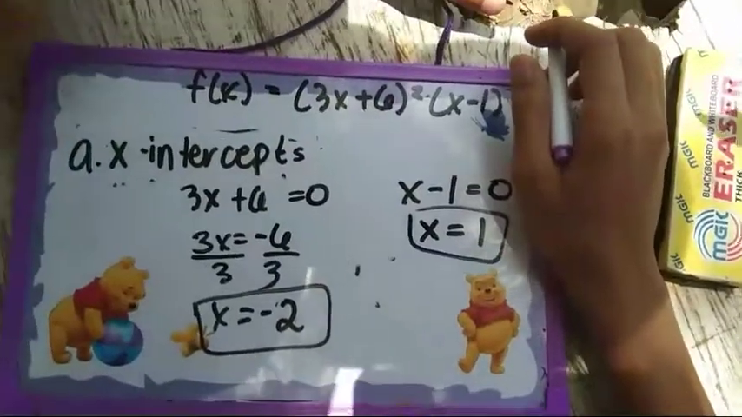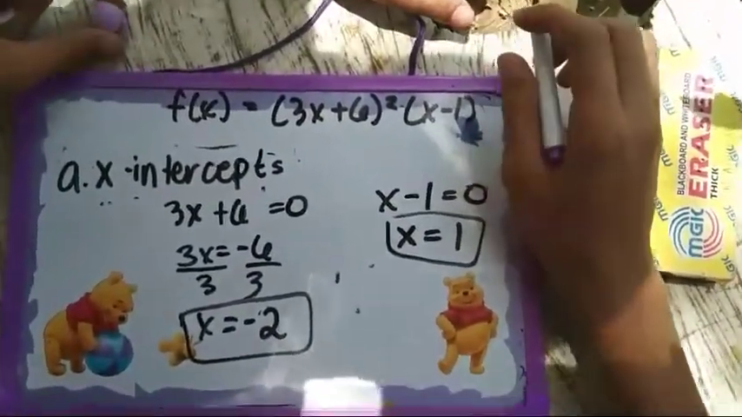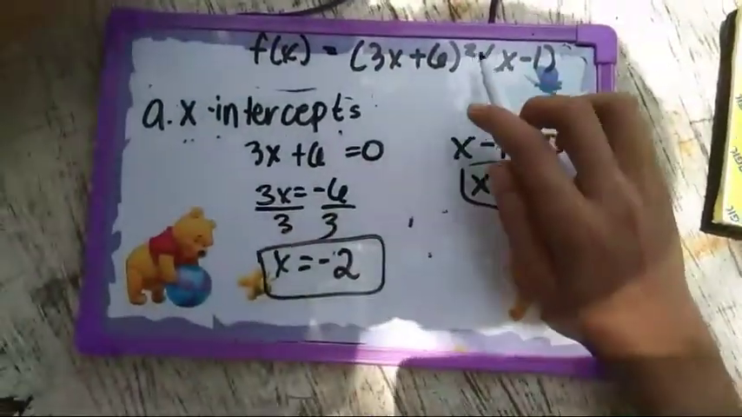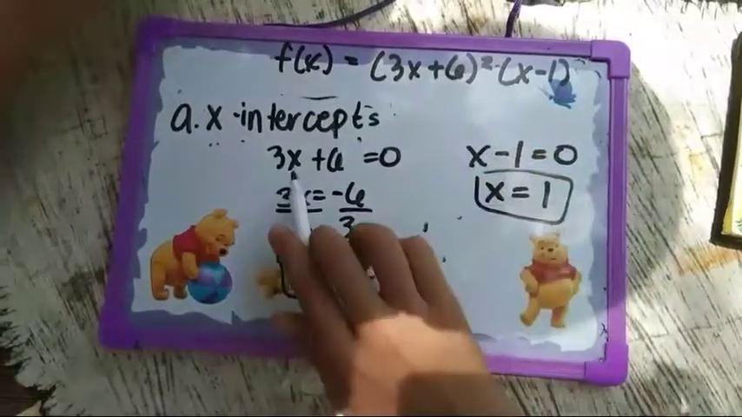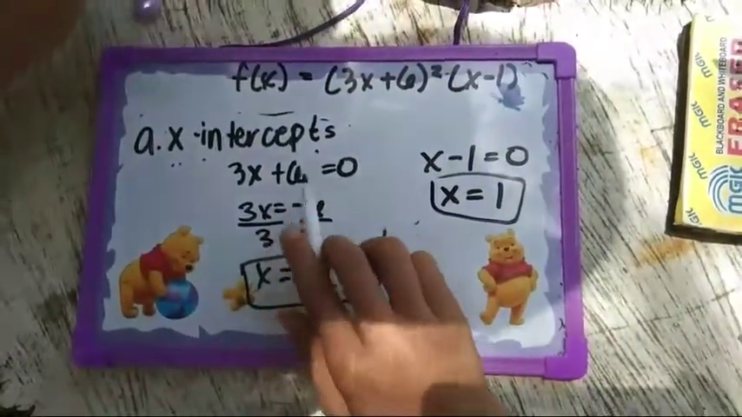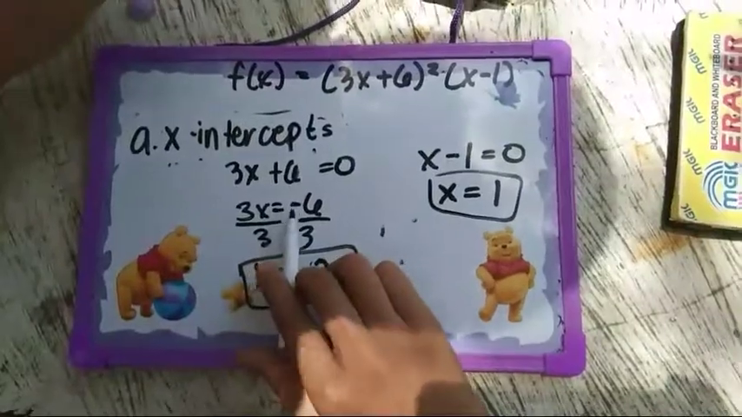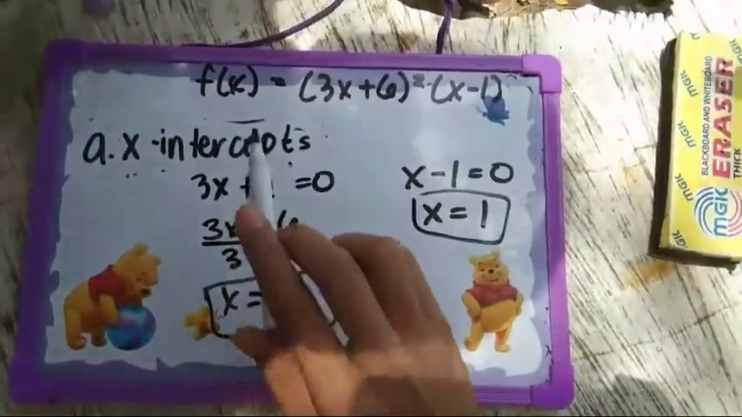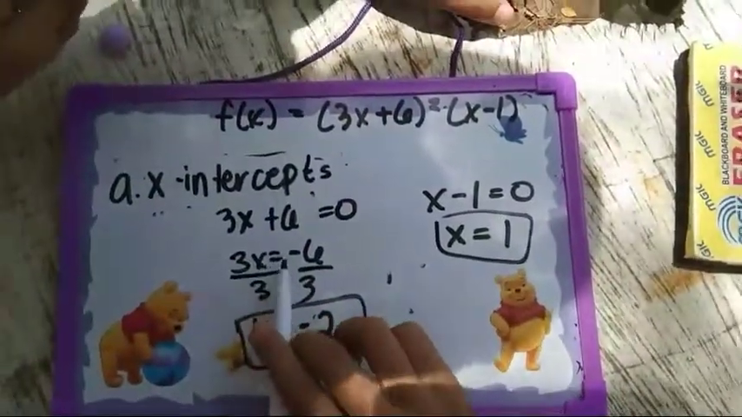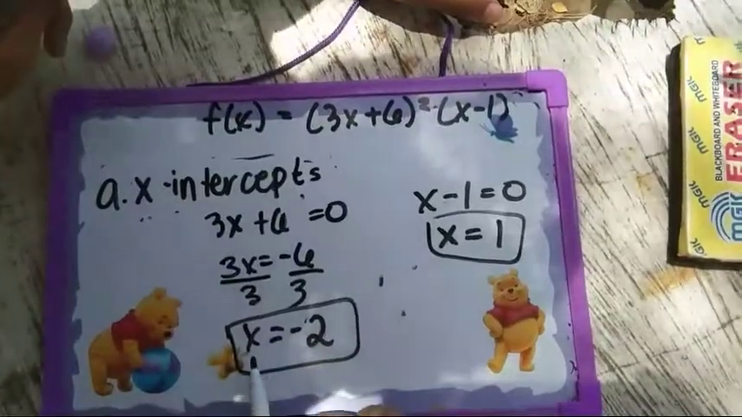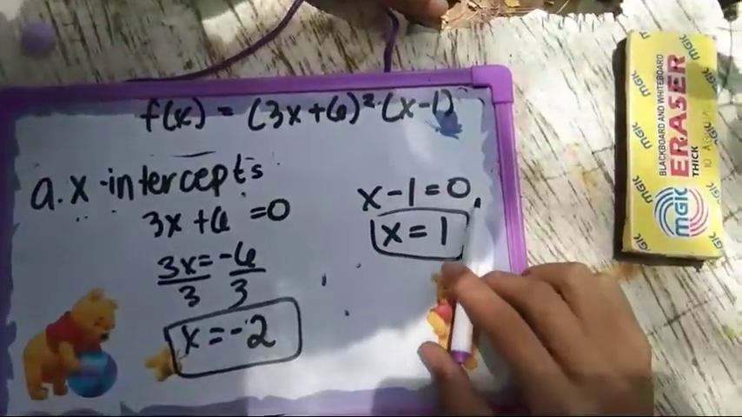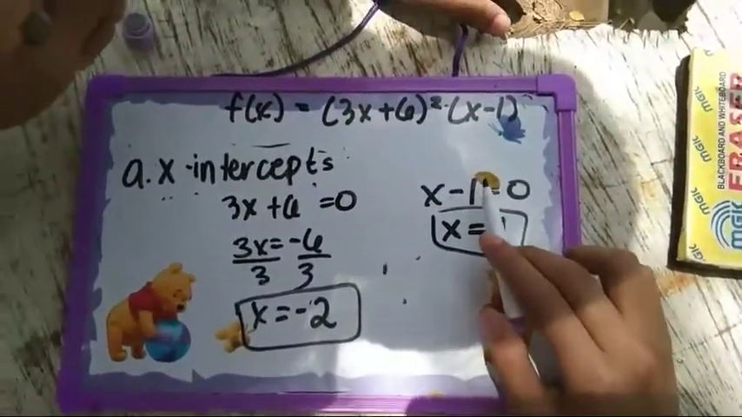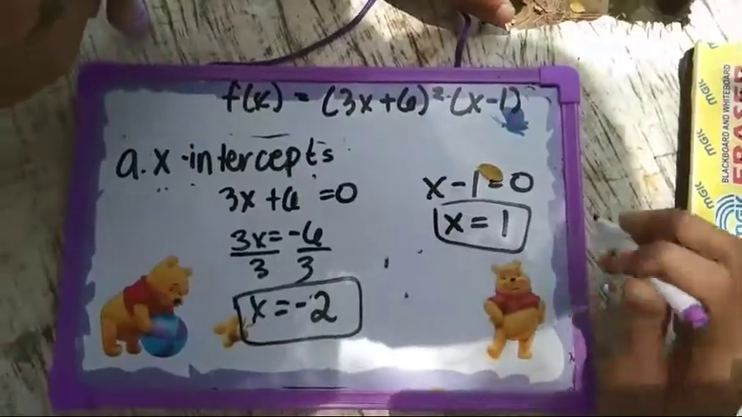So we are now going to look for our A, which is the x-intercepts. And we are going to use our given polynomial function. So 3x plus 6 is equal to 0 because we are going to disregard the exponent. So 3x plus 6 equals 0, transpose 6 to the other side, which gives you 3x equals negative 6, and divide both sides by 3 to remove the coefficient. So x equals negative 6 divided by 3, that would give you x equals negative 2. For the other factor, we have x minus 1 equals 0, and we are going to transpose 1 to the other side. That would give you x equals 1.